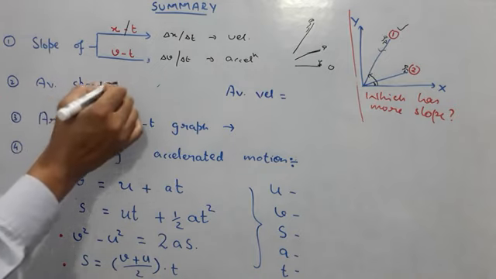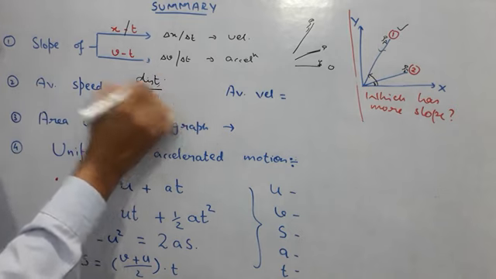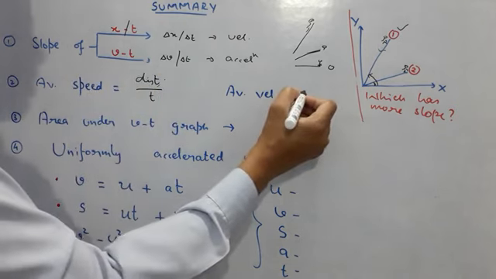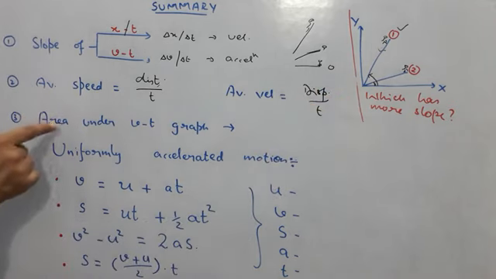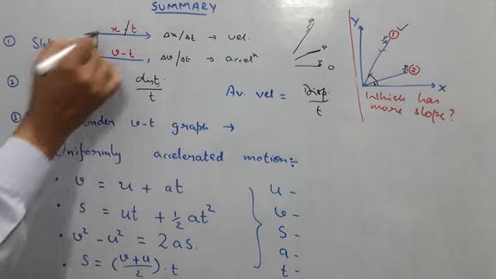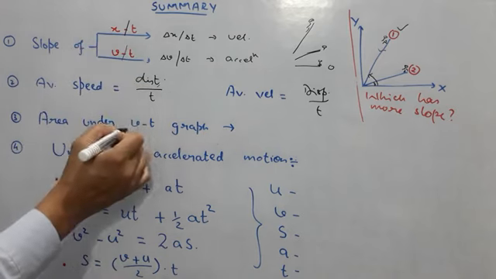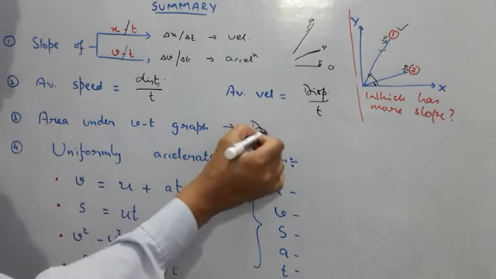Next was average speed. You know average speed is total distance traveled by time taken, and average velocity is total displacement by time taken. Area under velocity time graph, you know, that gives you, for slope we were finding the ratio, for area we multiply them. So velocity into time will be displacement.